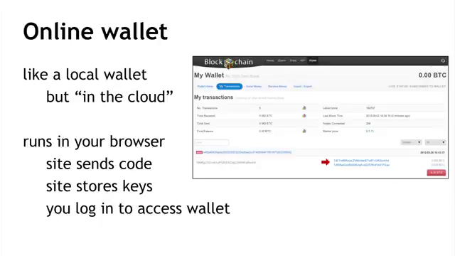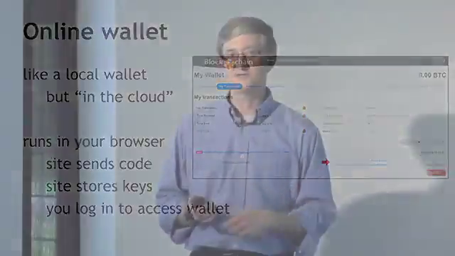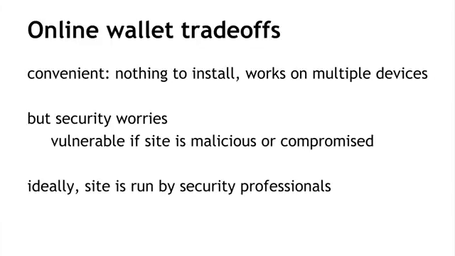It might typically run in your browser, which means the site sends the code that does all of the operations. The site will store your keys. At least it will have the ability to access your keys. Ideally, the site will encrypt those keys under a password that only you know, but of course you have to trust them to do that. You have to trust their code to not leak that key or leak that password. And then of course you would log in in order to access the wallet.